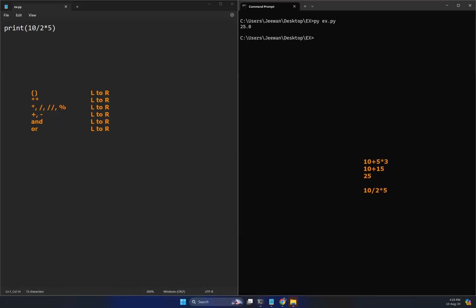Yes, two answers. Division first, then multiplication. Okay, Hamsali says division first, then multiplication. Division first, then multiplication. 10 divided by 2 has become 5.